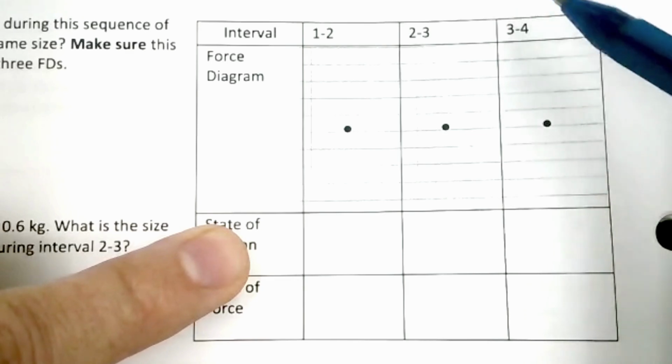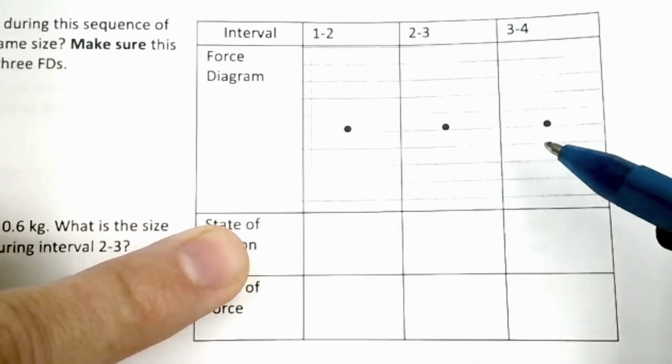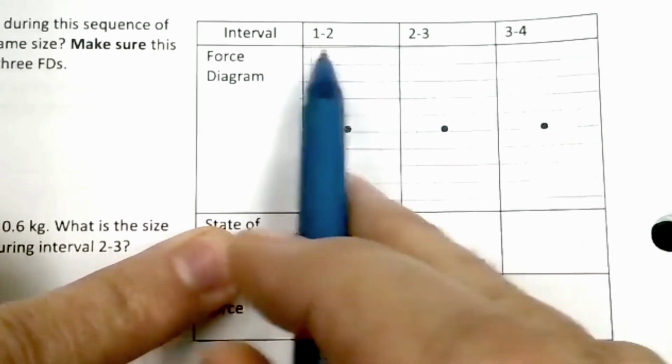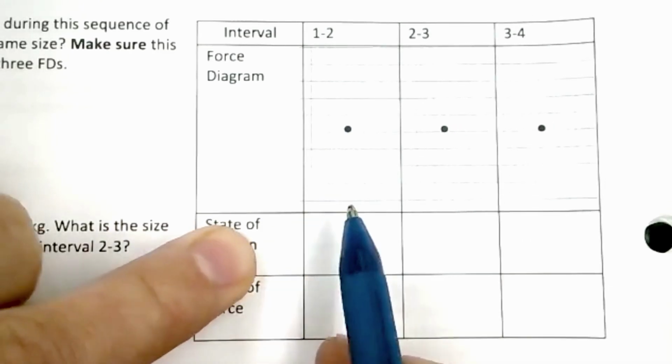Now we have three different intervals that all use the same interaction diagram. There are no new interactions going from one interval to the next. All that's changing is the strength of the interaction. So let's take a look at how that appears in our force diagrams.